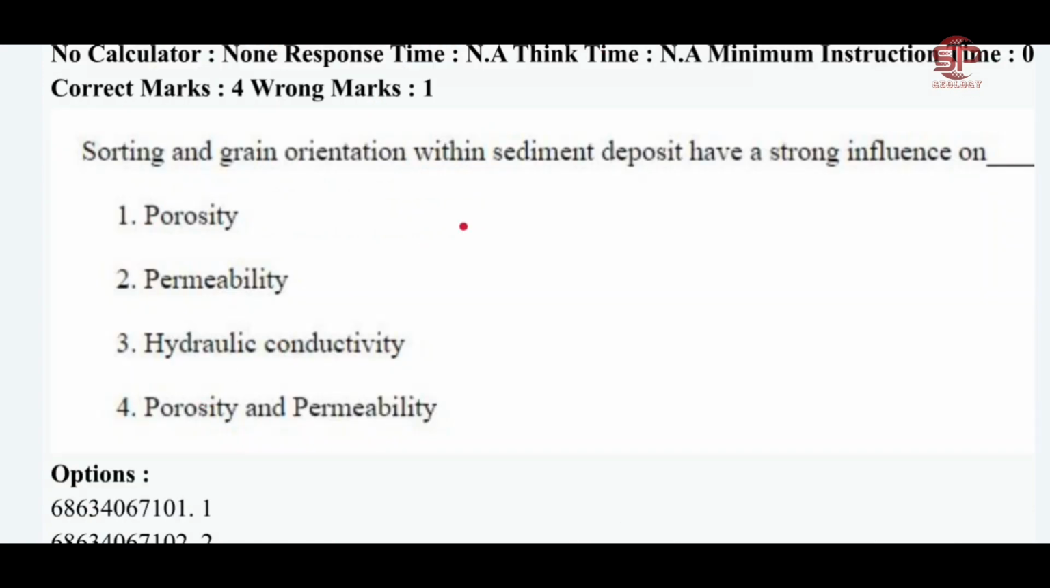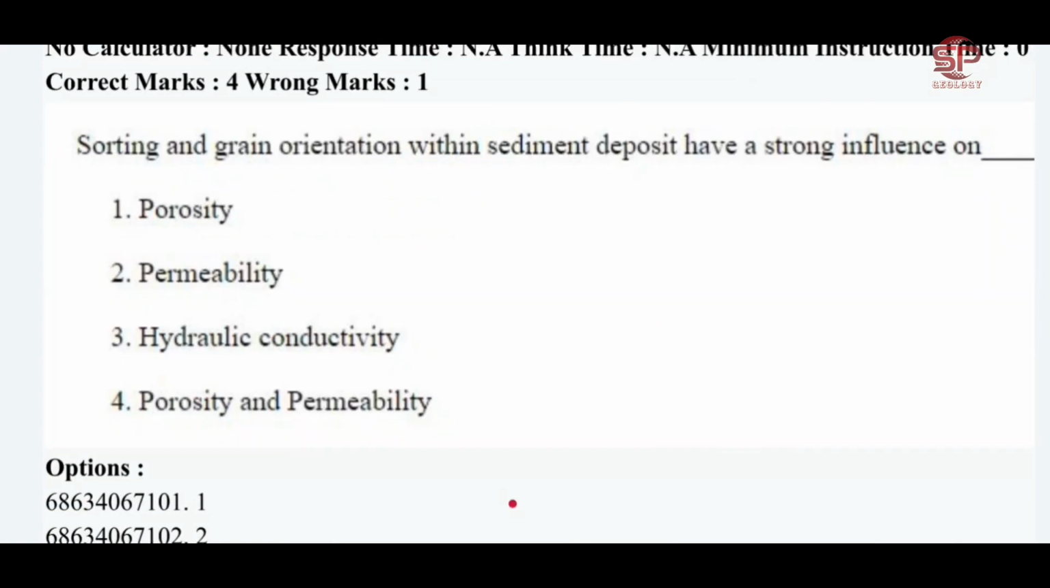Sorting and grain orientation within the sediment deposit have a strong influence on porosity and permeability, because ill-sorted rocks are less porous and well-sorted rocks are more porous. If you have coarser grains, you will have more porosity and permeability. If you have finer grains, you may have more porosity but maybe no permeability. So sorting and grain orientation always affect porosity and permeability. Also the type of grain arrangement, cubic packing or rhomboidal packing, affects the porosity. So the answer will be 4.